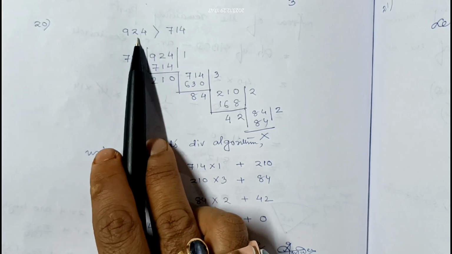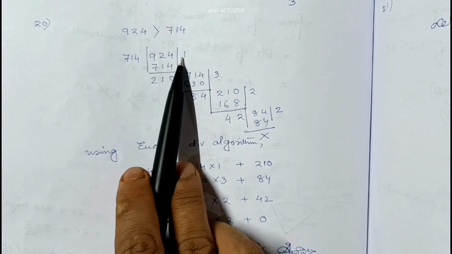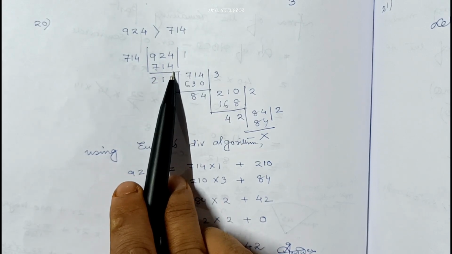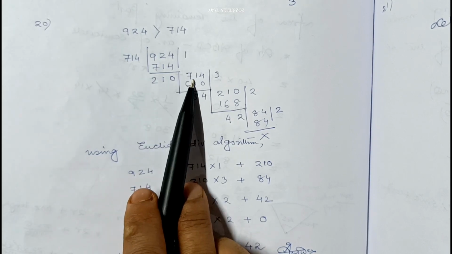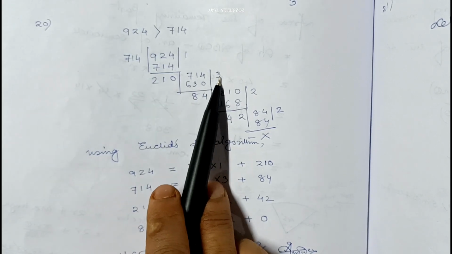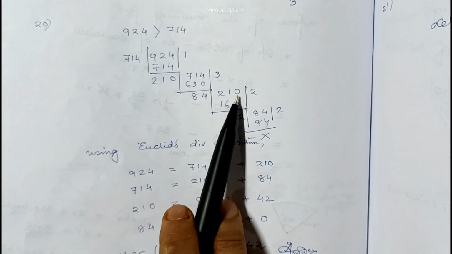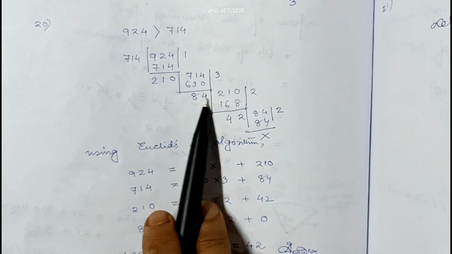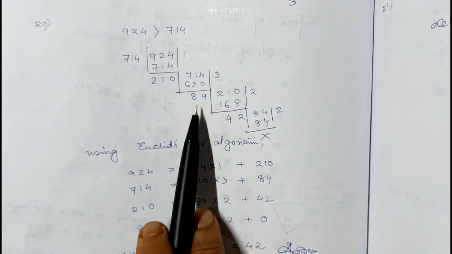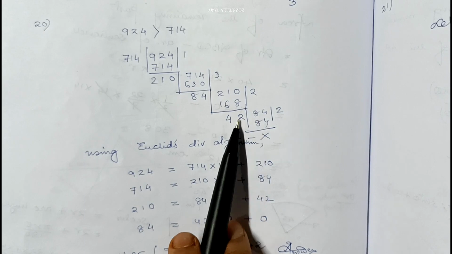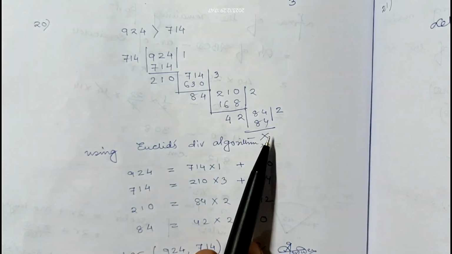So if I divide 924 by 714, because this is the bigger number, 714 goes 1 time, which is just 714. If I subtract, I get 210. Now you bring 714 here. 210 into 3 will give 630. The remainder will be 84. Now you divide 210 by 84. It will be 168. Remainder is 42. Now you divide 84 by 42. We will get remainder 0. And we have to continue till we get remainder 0.